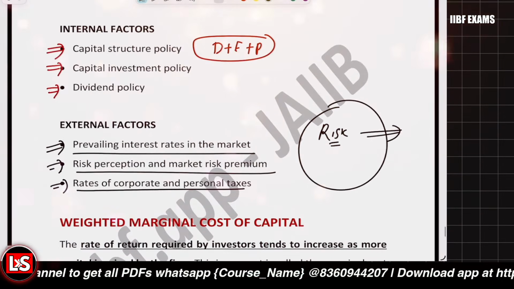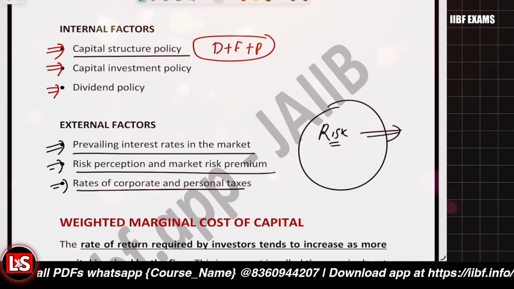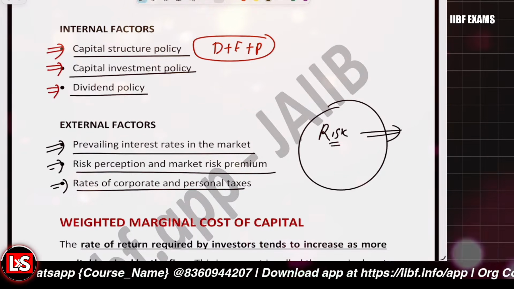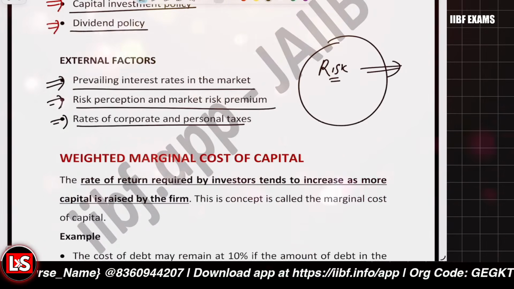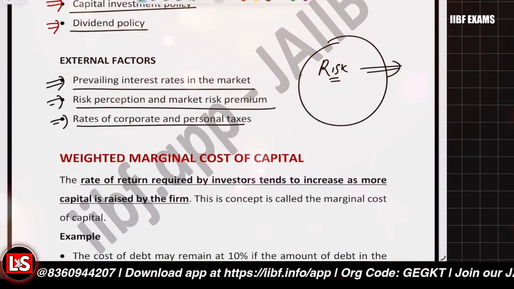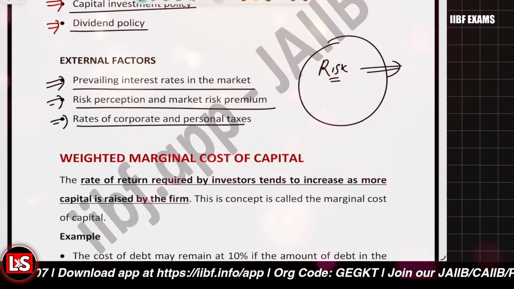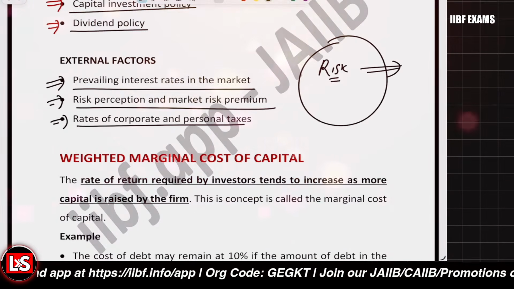So some of them are the internal factors, like your capital structure policy, capital investment policy, and dividend policy, and external factors like interest rates, market premiums, corporate taxes, and personal taxes. That's the thing. Okay.